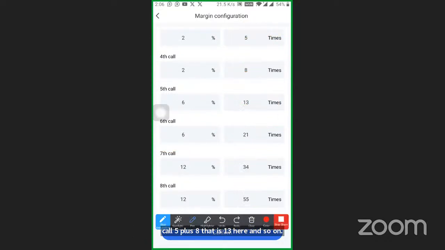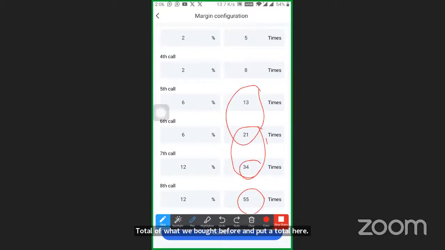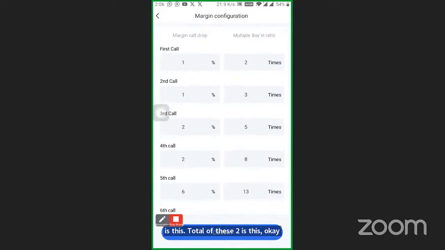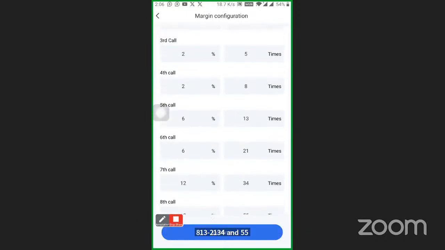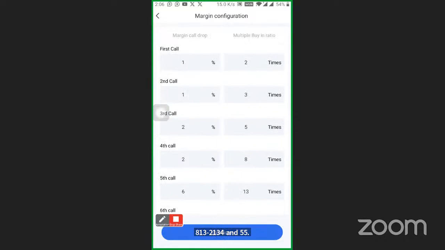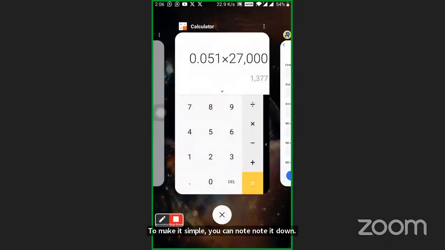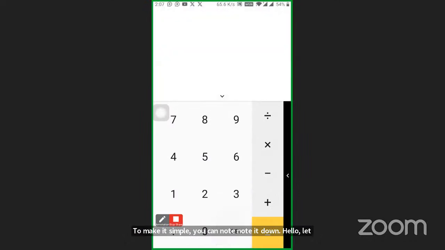Every time I am buying the total of what we bought before and putting a total here. Same way, the total of these two is this. Total of these two is this. Total of these two is this. Okay, this is very simple, or you can write it down: 2, 3, 5, 8, 13, 21, 34, and 55. To make it simple, you can note it down. So let us go to the calculator now, and you can note it down again.